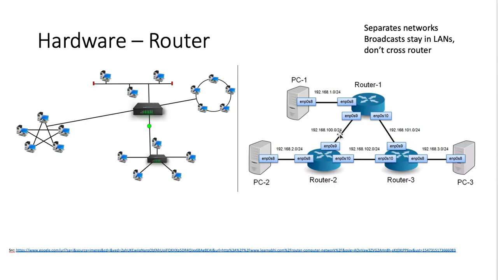So on the right-hand side here, we have a depiction of some computers that are maybe in very different places in the world, and these routers allow us to connect. So if we send a packet or a message from one computer to another, such as 1 to 3, it goes through router 1, and then maybe router 2 and router 3, and then eventually it gets there.